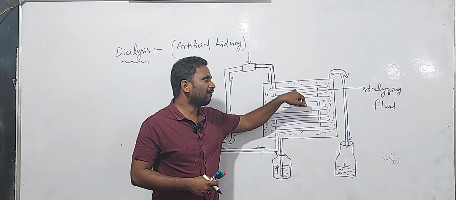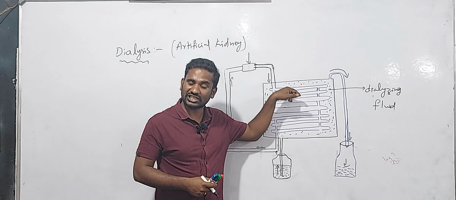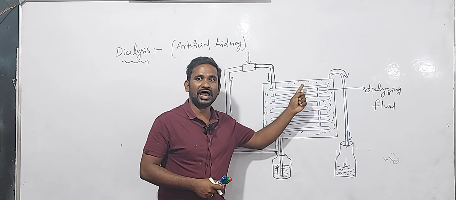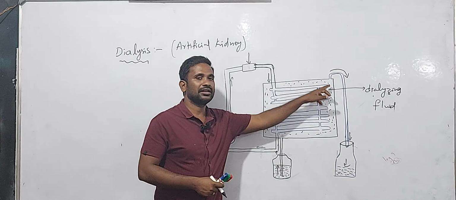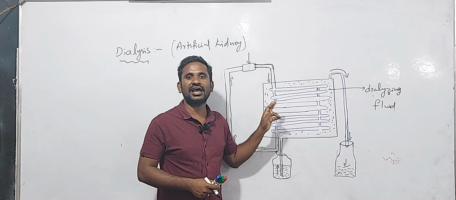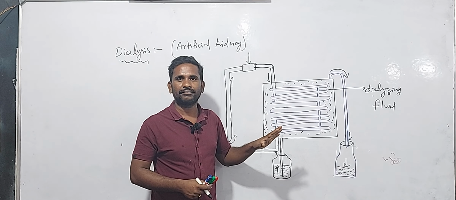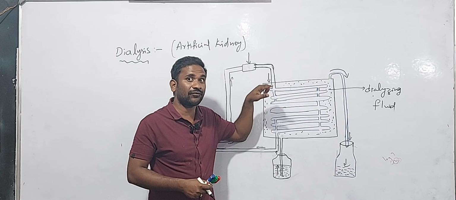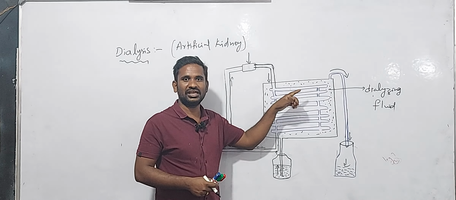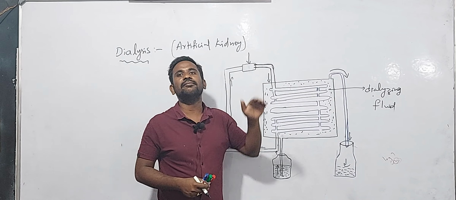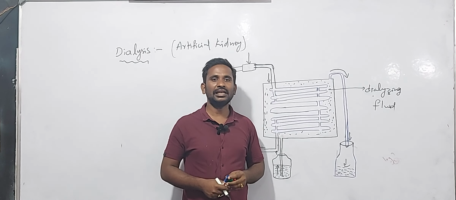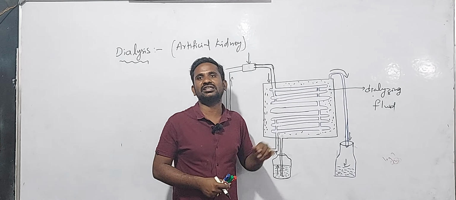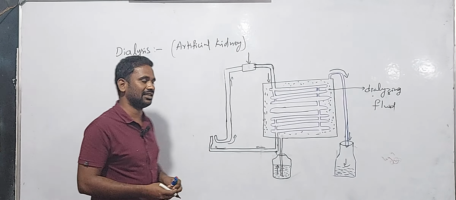First of all, we must mention the significance of this. The blood flowing channels or tubes are embedded with dialyzer or dialyzing fluid. The dialyzing fluid and the blood flowing inside the tubes are separated by a thin membrane. This is the arrangement. How we collect and separate the excretory materials, we will discuss here.